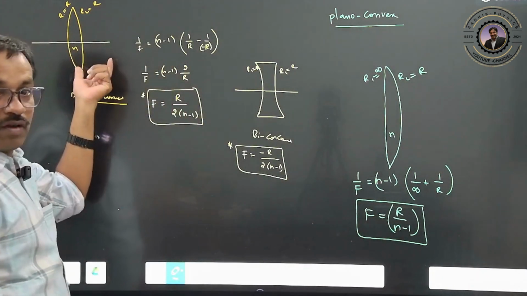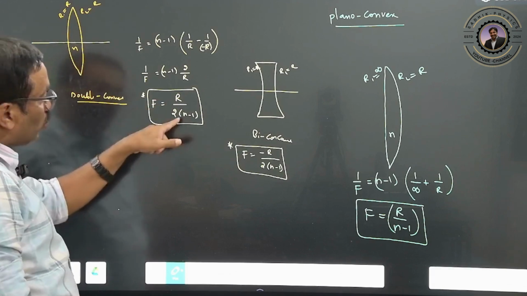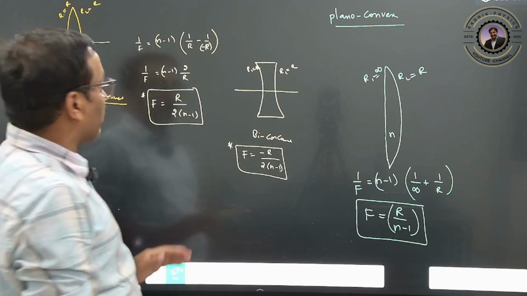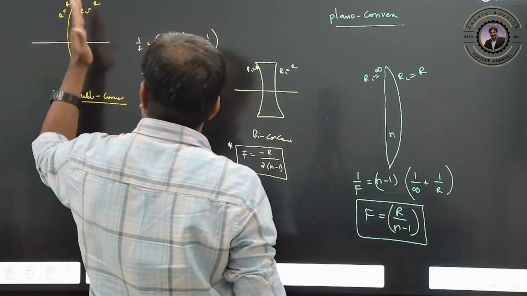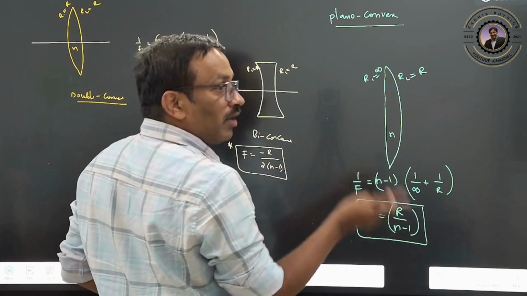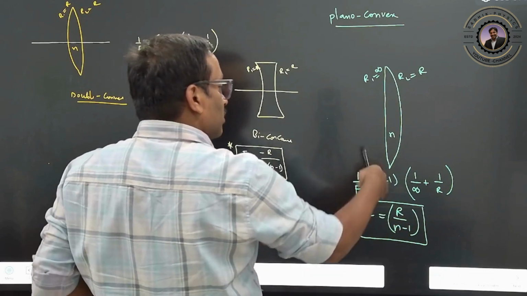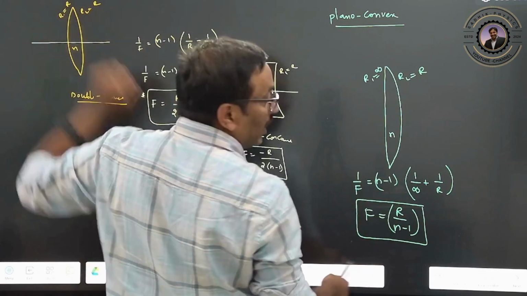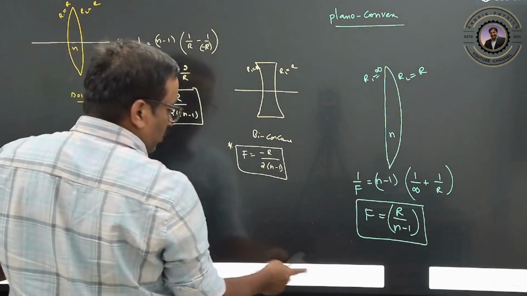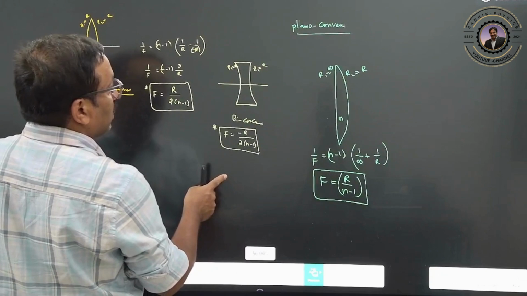Focal length of biconvex is how much now? R by 2(n minus 1), exactly half of this. So what will happen now? This one has lesser focal length, this one has greater focal length. Power is inversely proportional to focal length. Power of this one is less, power of this one is greater. You understand? So by using this concept, see here.